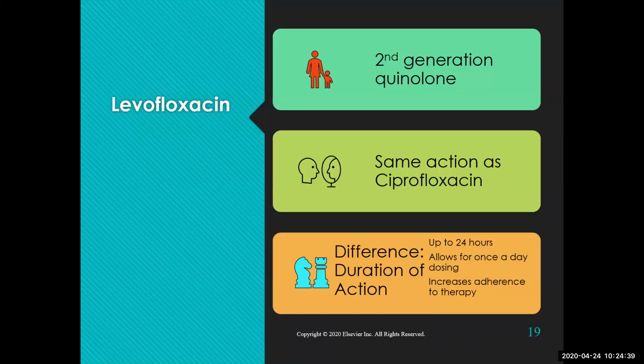And there is our levofloxacin. It's also a second generation quinolone and has the same action as cipro against our gram-negative bacteria, but the major difference between the two is that the duration of action for levofloxacin is up to 24 hours. That allows for our once-a-day dosing, which really increases adherence to therapy. And so you'll see in the community and primary practice setting, levofloxacin will more often be ordered over ciprofloxacin simply because of that.